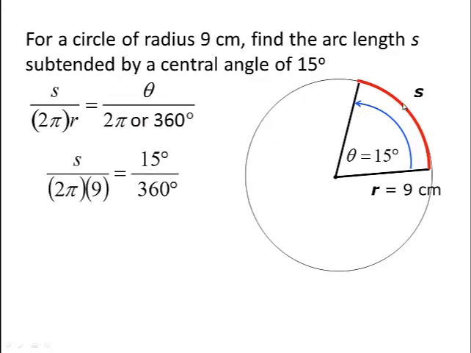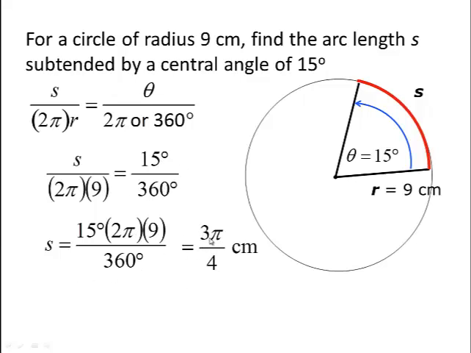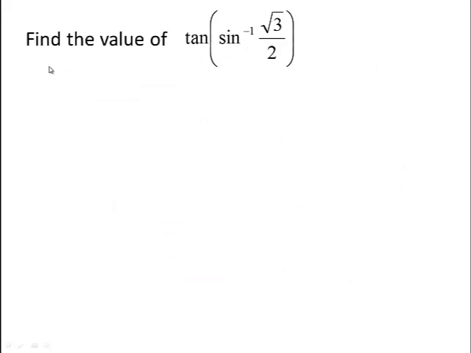So putting these two numbers in, we'll put the 9 in here and the 15 up here, using the 360. Solving for S, moving everything to this side by multiplying by 2 pi times 9. Reducing this or using my calculator, I get 3 pi over 4 centimeters. That's the length of this piece of the circle, the arc.